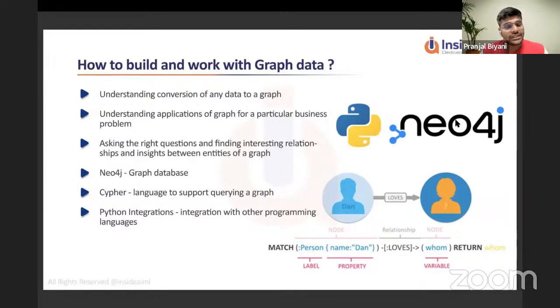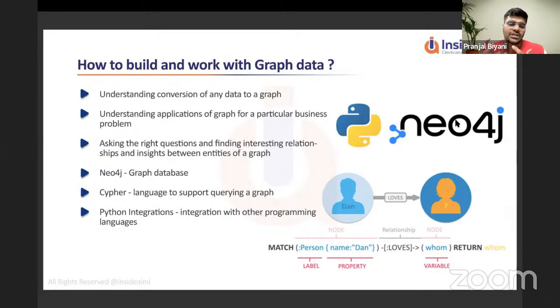Okay. After converting the data to a graph, you should also be thinking about the applications of the graph for your business problem. If you say that every time with graph data, I will build a recommendation engine, that might not be the right case. For example, if your customers are independent of each other, then you should not be using a recommendation engine, because a recommendation engine works on connections. So try to understand that a business problem can only be solved when you understand the graph database and how to apply the graph techniques to it. And then obviously there is asking the right questions, finding interesting relationships, insights, everything, right?